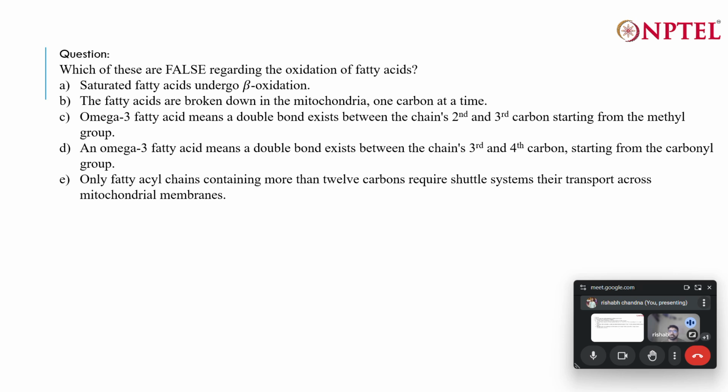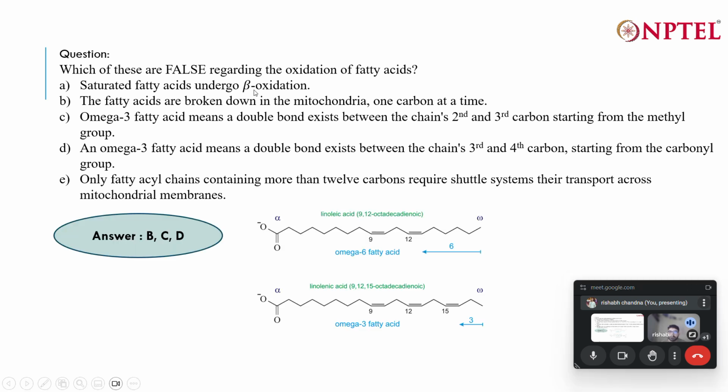So the correct answer is option B, C, and D. So let's go through the options. Saturated fatty acids undergo beta oxidation. Yes, both saturated and unsaturated fatty acids undergo beta oxidation, so this is correct. Then option B, the fatty acids are broken down in the mitochondria one carbon at a time. No, this is false.